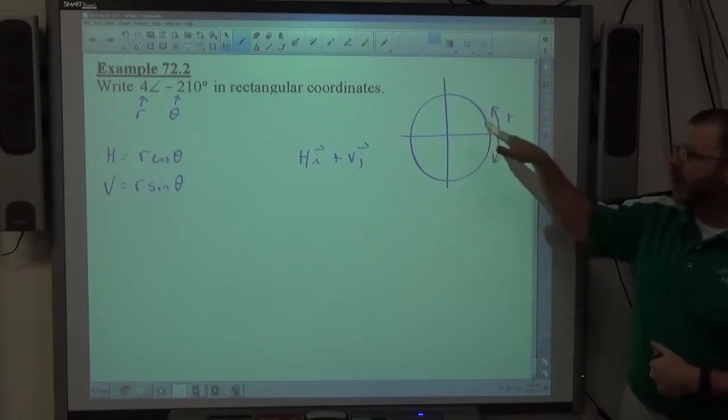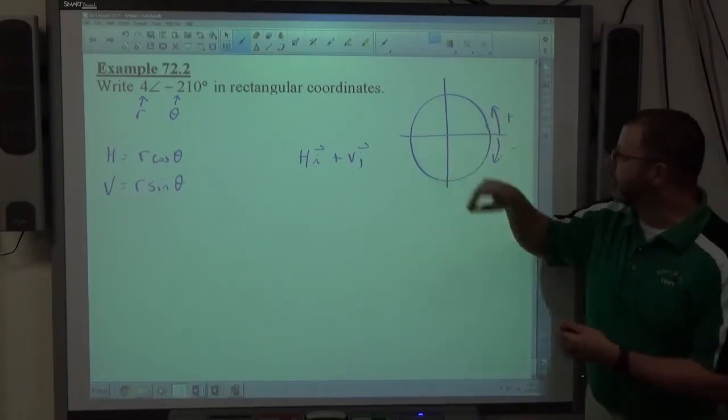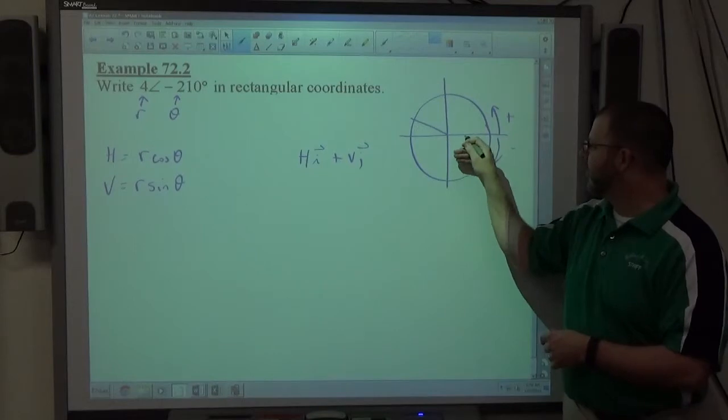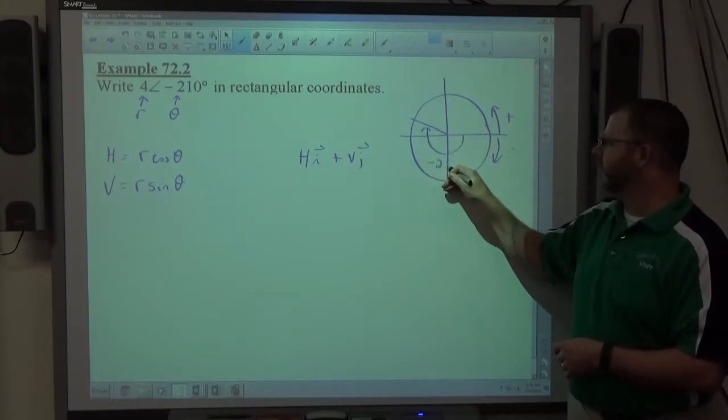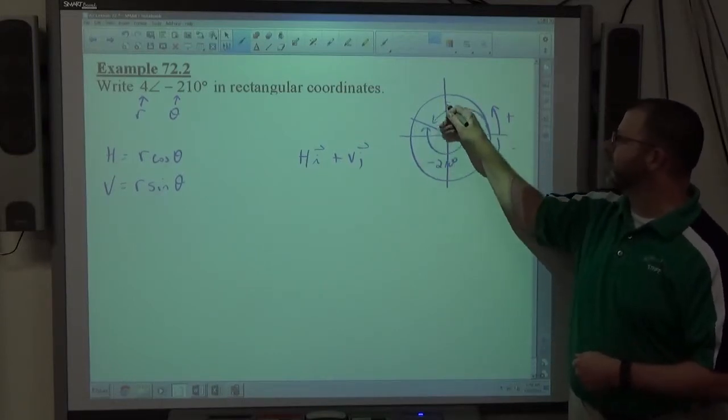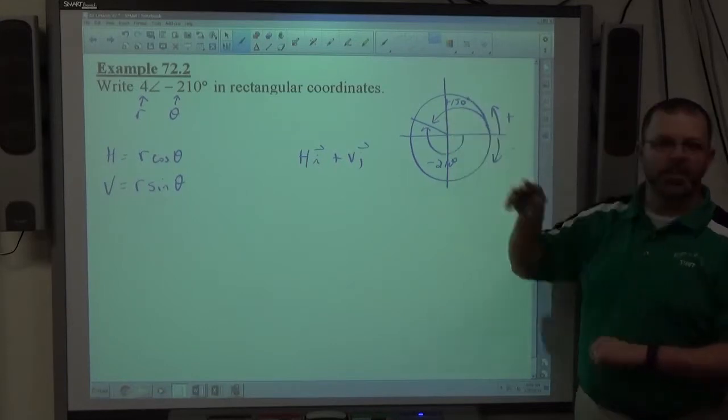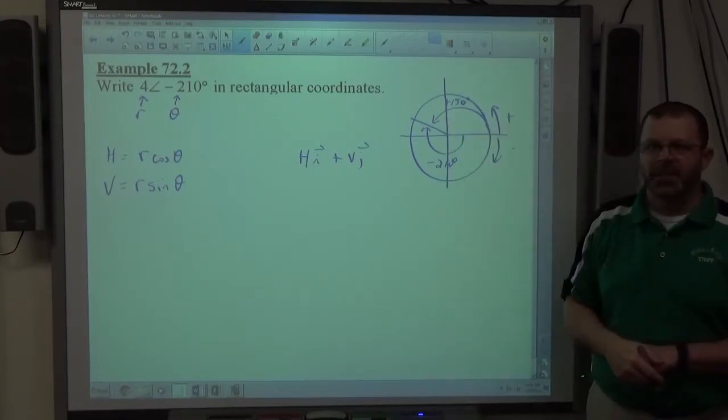So negative 210 degrees just means to go this way 210 degrees. So it looks like this. That right there is negative 210 degrees. That's the same as positive 150 degrees. They get you to the same spot. They're the same.